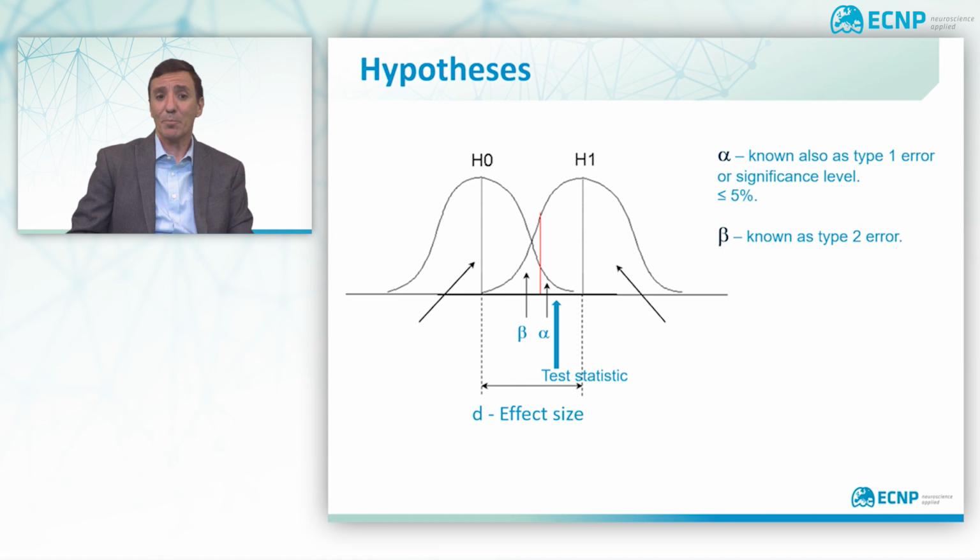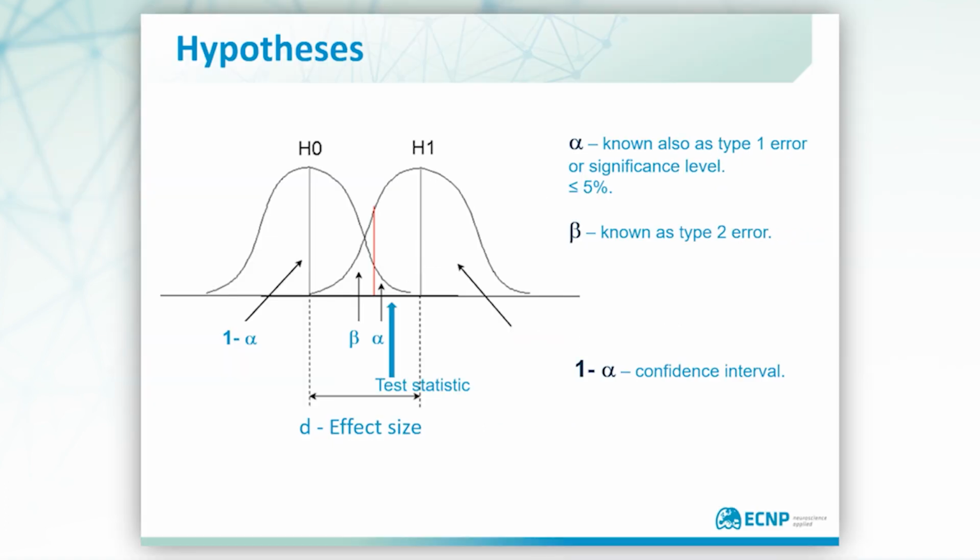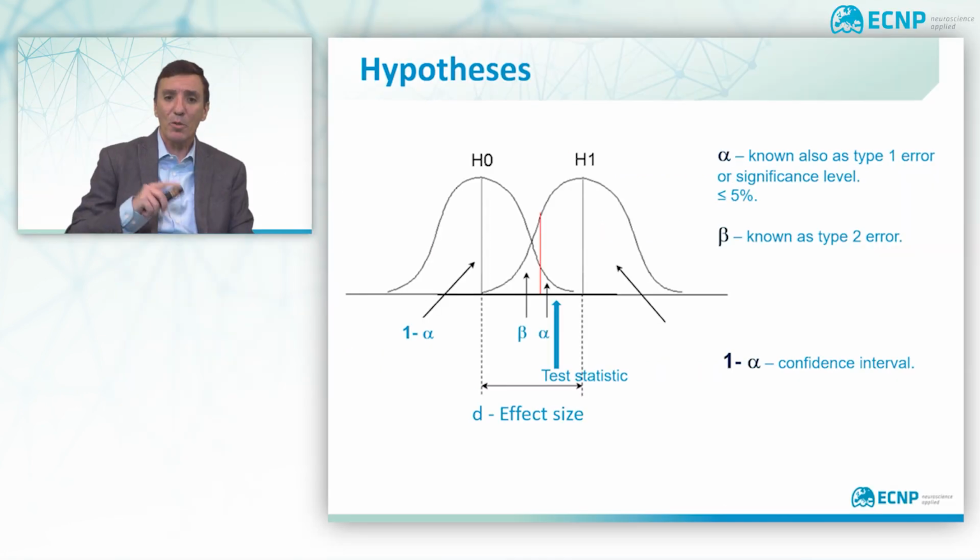The second one is beta, known also as type 2 error. It reflects a less severe mistake: not supporting the alternative hypothesis when the alternative hypothesis is true, a false negative. 1 minus alpha reflects the confidence level: not supporting the alternative hypothesis when the null hypothesis is true.